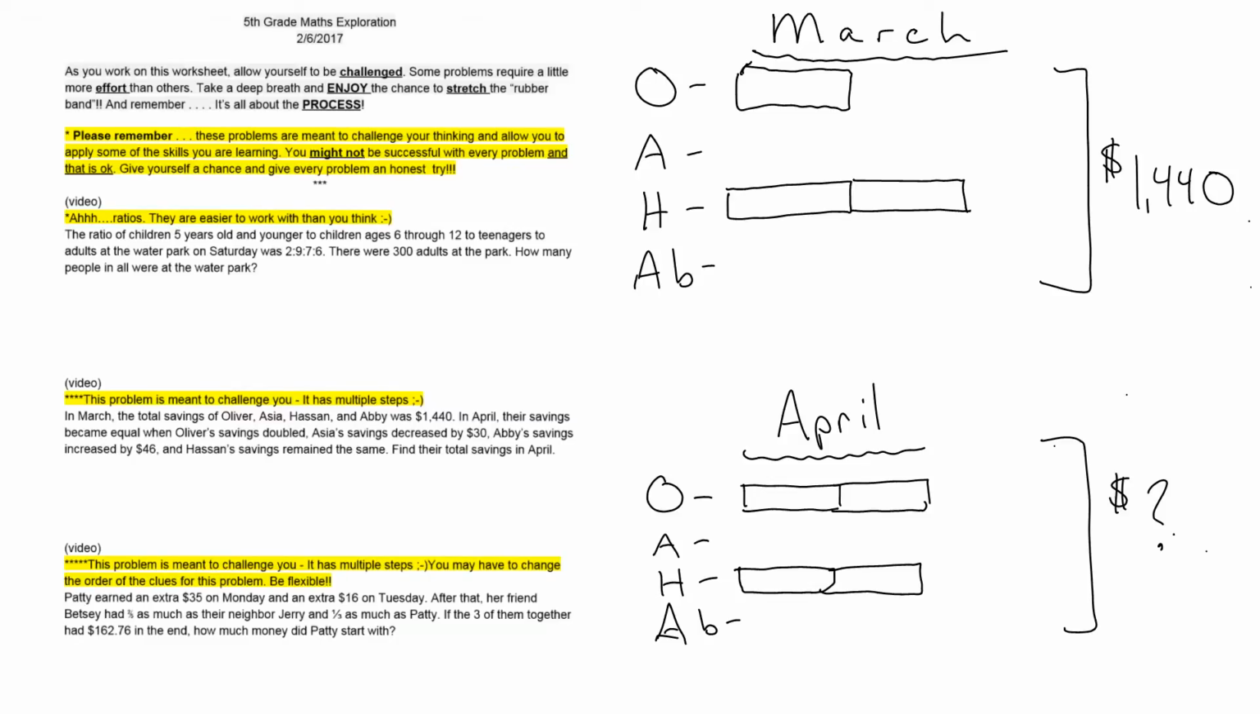Now let's come on back up to the top. Now it says Asia. Her savings decreased by 30. When her savings decreased by 30, she had the same amount as Oliver and Hassan. Which means up here, we're also going to give her 2 units.